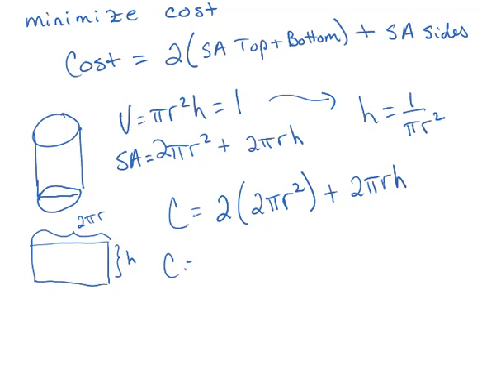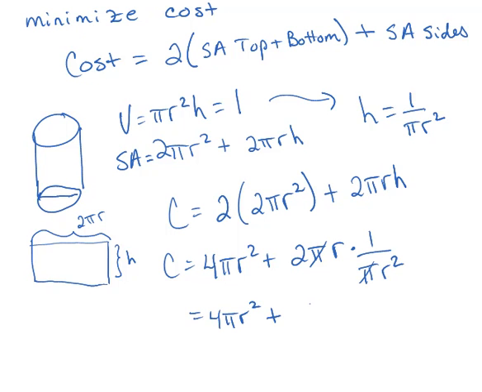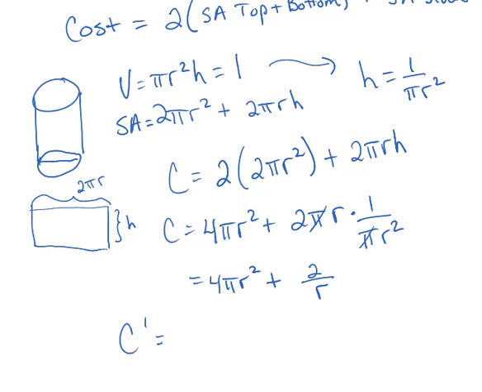And so your cost function is going to be 4 pi r squared plus 2 pi r times 1 over pi r squared. So your pi's cancel and you'll have an r that'll cancel. So you're going to get 4 pi r squared plus 2 over r. And so you can take that derivative, which is going to be 8 pi r plus, think of this as 2r to the negative 1, so this is going to be minus 2r to the negative 1 minus 1, which is negative 2. So this is 8 pi r minus 2 over r squared.